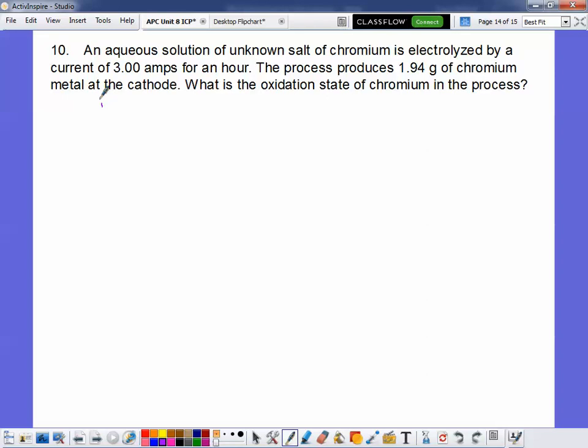So we're going from some, I'm just going to put it as x plus, some positive charge. We're going to figure out what x is. And we're converting it to chromium metal. We're told that we produce 1.94 grams of chromium metal if we run the current for 3 amps for an hour. How many electrons does the chromium X plus need to gain in order to form chromium? X electrons. We're solving for X.